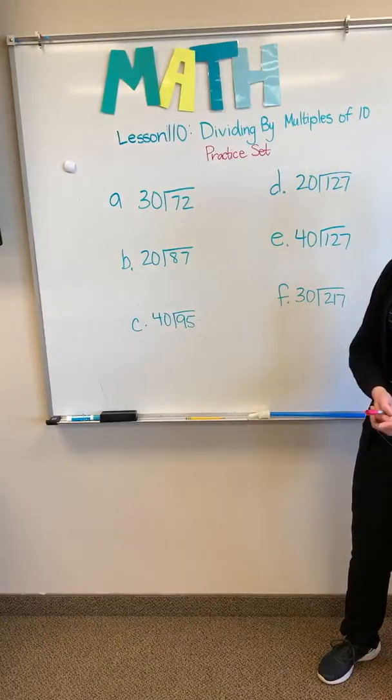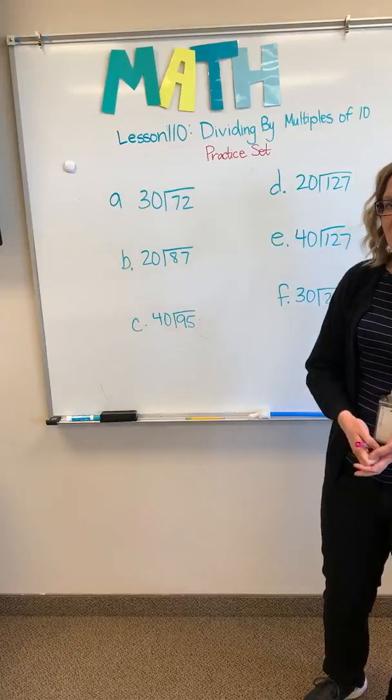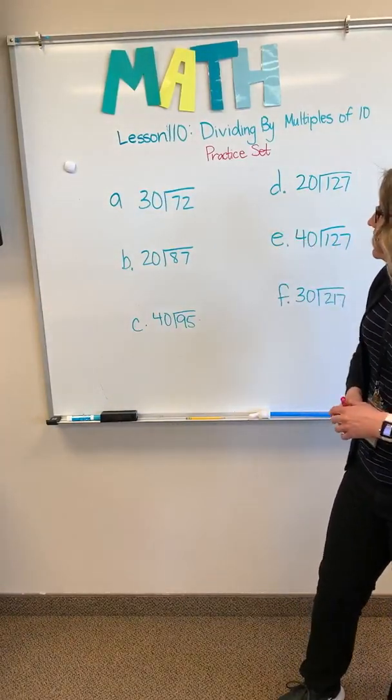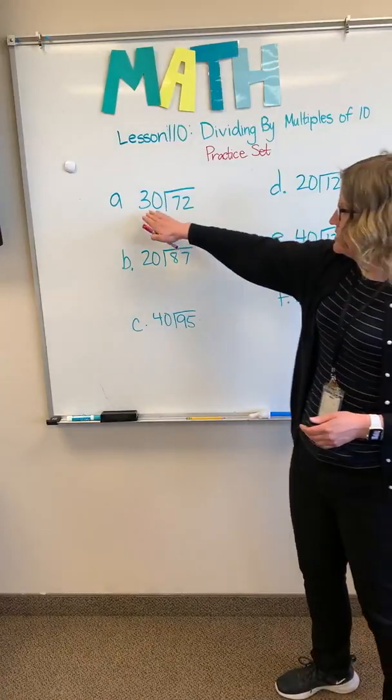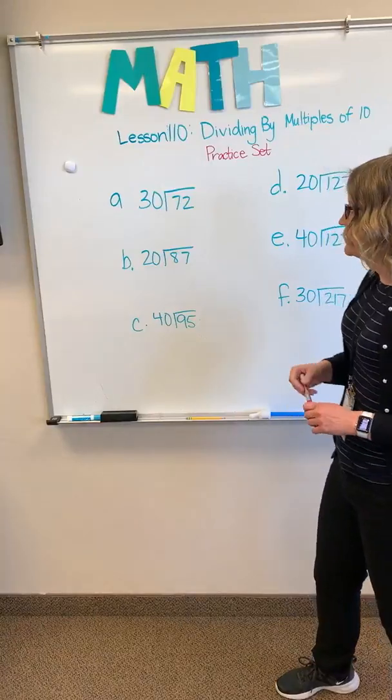Right, welcome back. It is time to do the practice set for lesson 110, which is dividing by multiples of 10. So our first problem is A, 72 divided by 30.